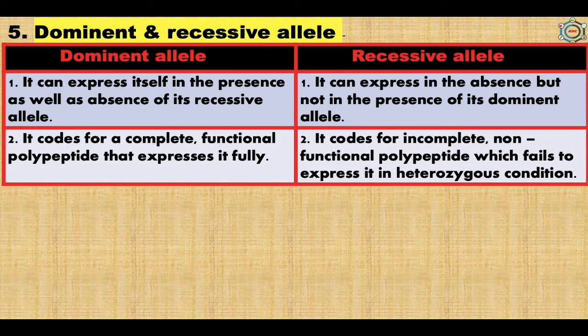Now the difference in dominant and recessive allele. The dominant allele can express itself in the presence as well as absence of its recessive allele, while the recessive allele can express in the absence but not in the presence of its dominant allele. Dominant allele codes for a complete functional polypeptide that expresses it fully, while the recessive allele codes for incomplete non-functional polypeptide which fails to express in heterozygous condition.